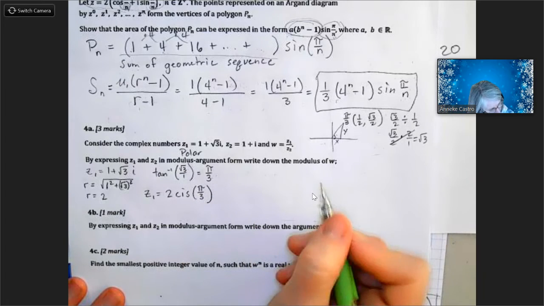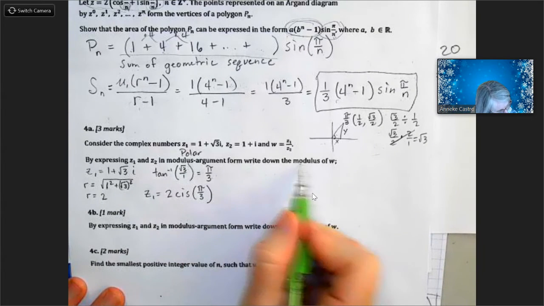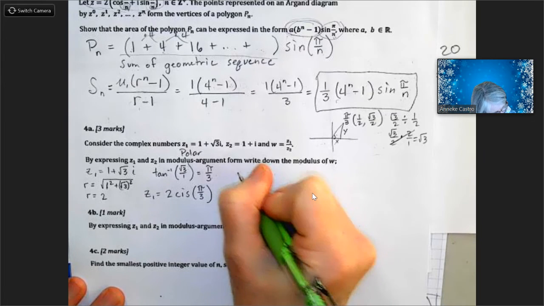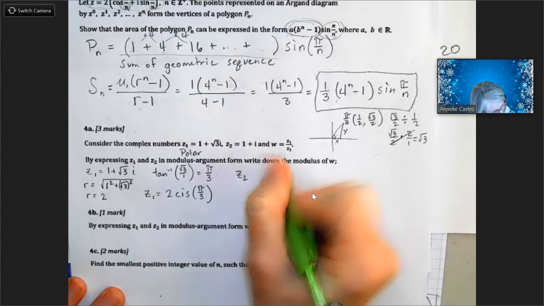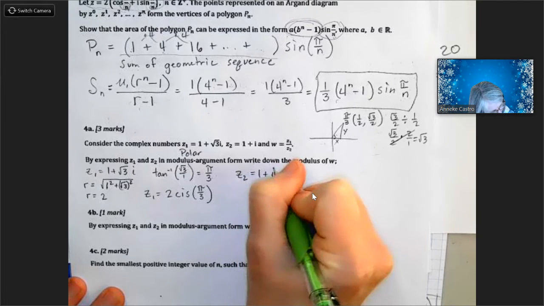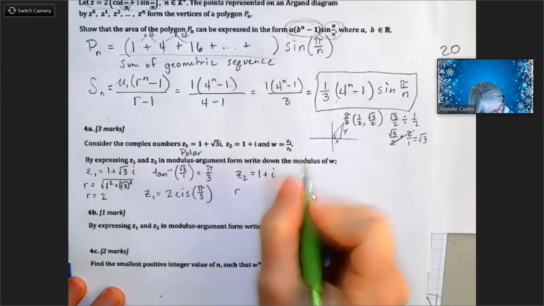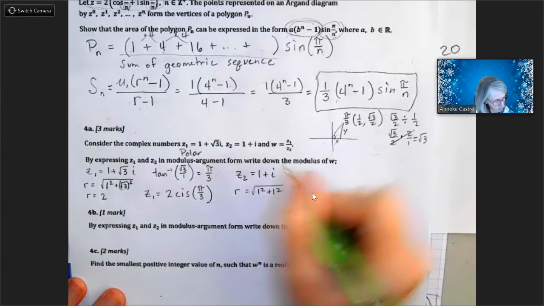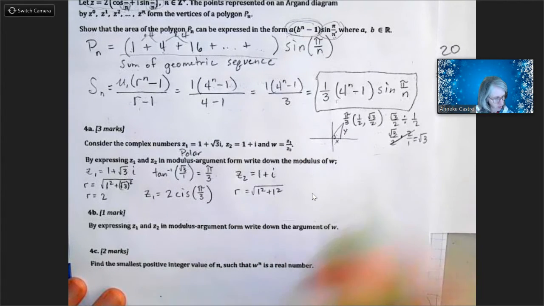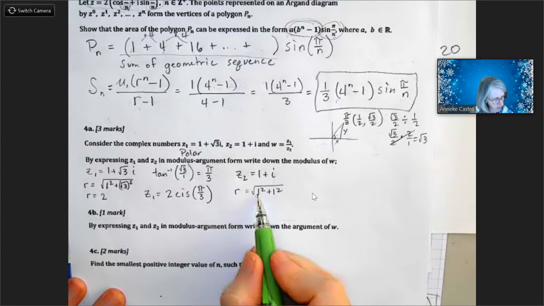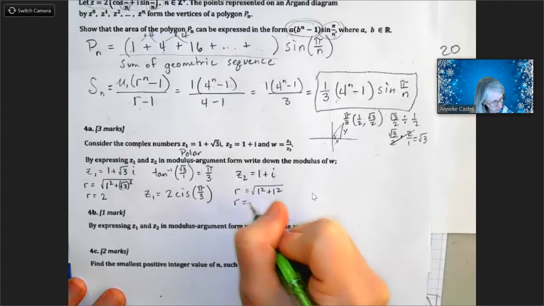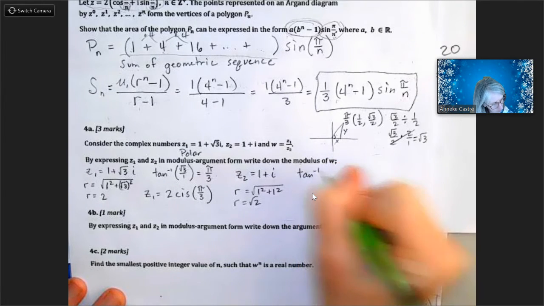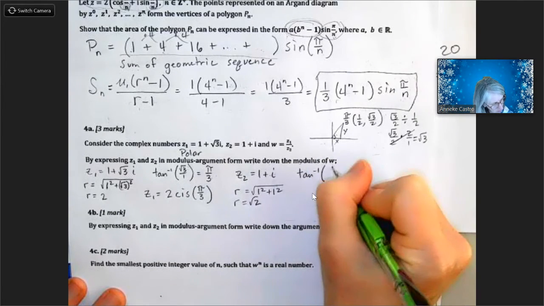Okay, and in modulus form, write down the modulus of w. Okay, so I haven't gotten that far yet. All right, so now I'm going to rewrite z2. z2 is 1 plus i. So again, I'm going to find its modulus, square root of 1 squared plus 1 squared, because the coefficient of i there is 1. So 1 squared plus 1 squared, that would be square root of 2.